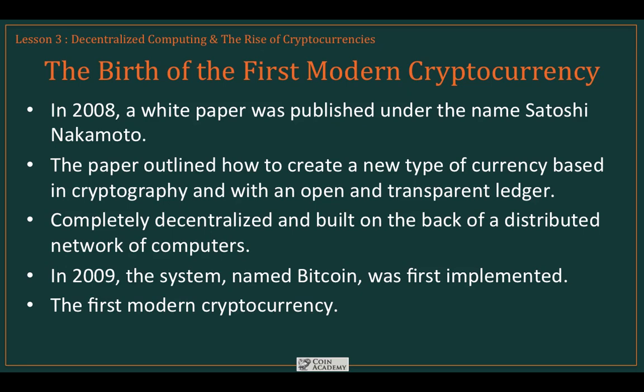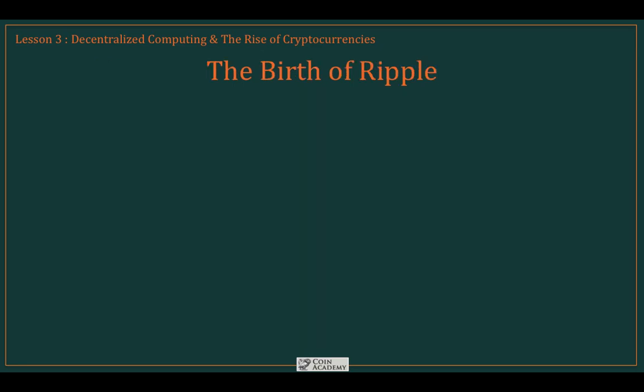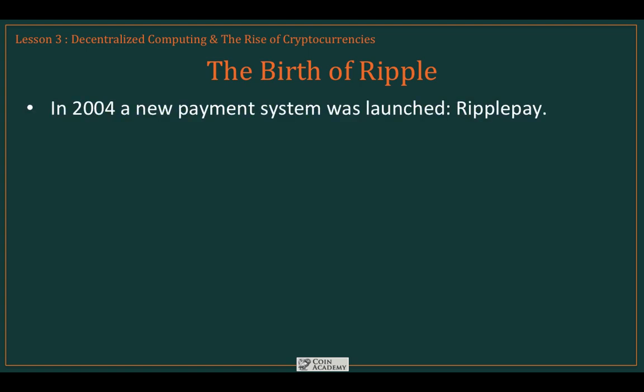But surprisingly enough, Bitcoin wasn't actually the only one out there in the field. There was another group known as Ripple. In 2004, there was actually a payment system created called Ripple Pay.